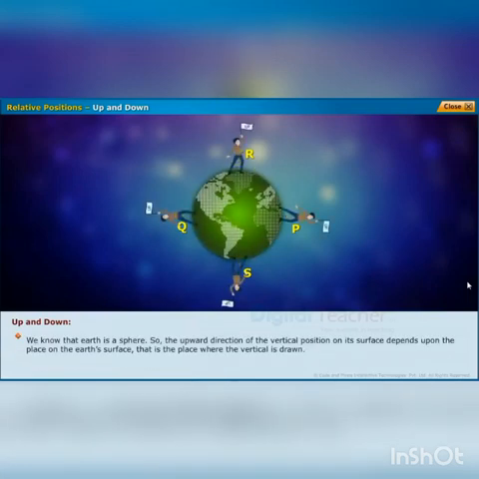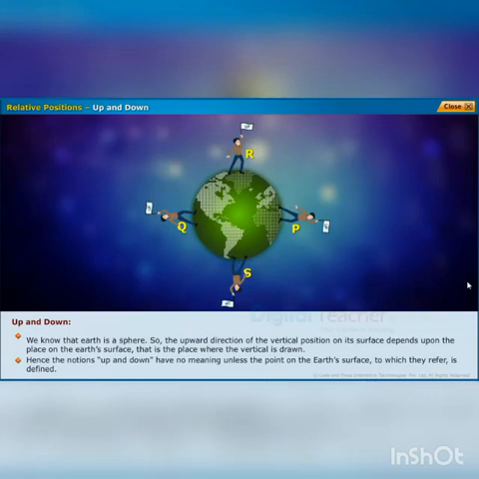We know that Earth is a sphere, so the upward direction of the vertical position on its surface depends upon the place on the Earth's surface, that is, the place where the vertical is drawn. Hence, the notions up and down have no meaning unless the point on the Earth's surface to which they refer is defined.